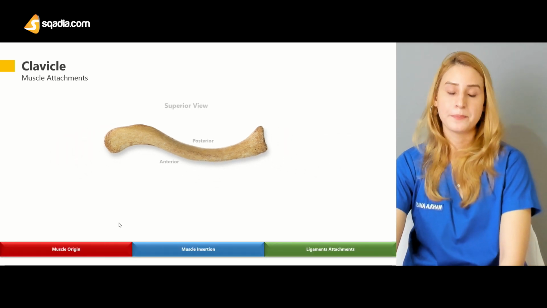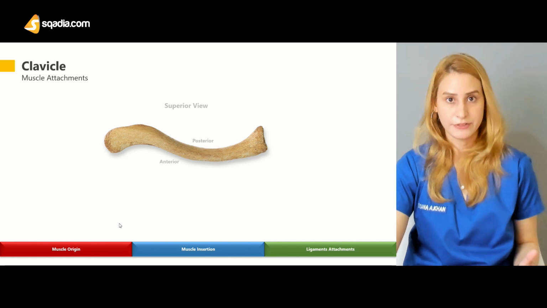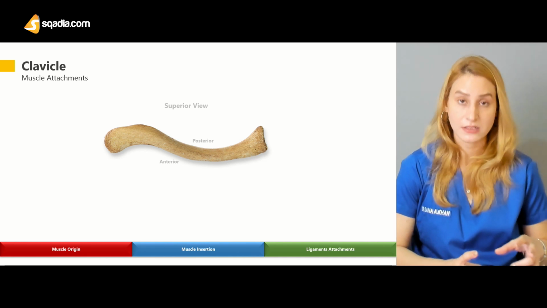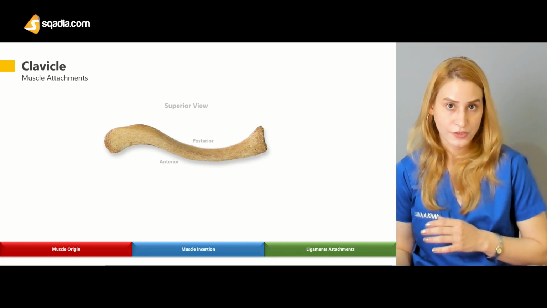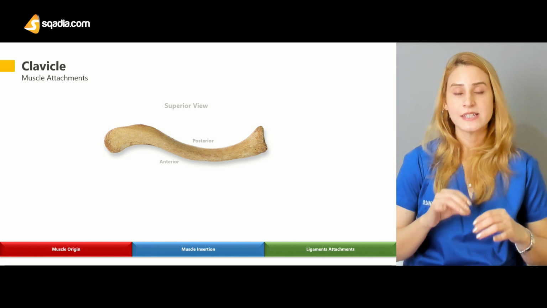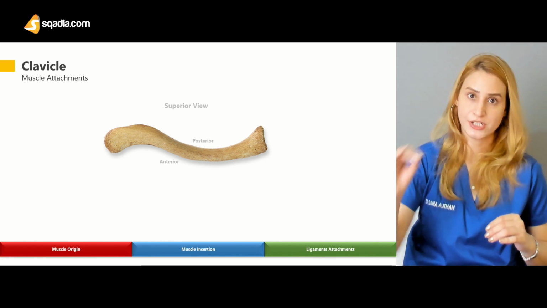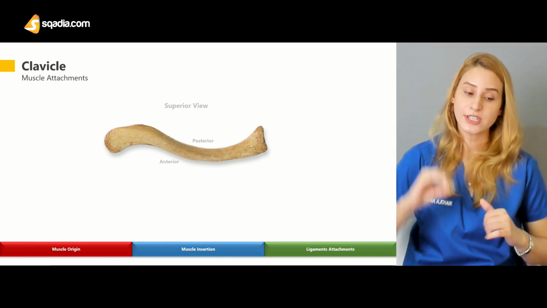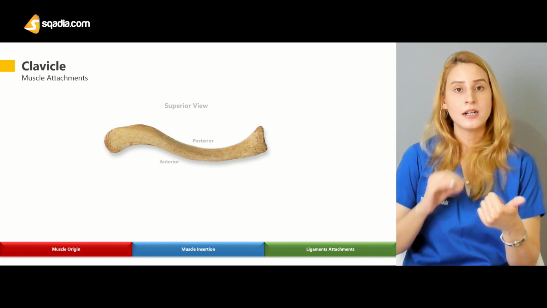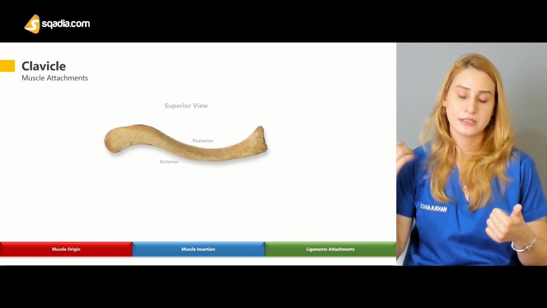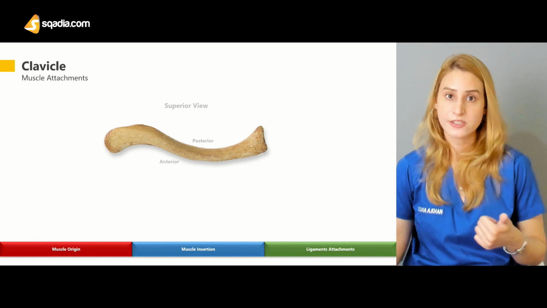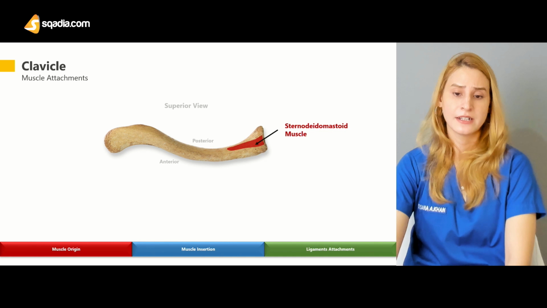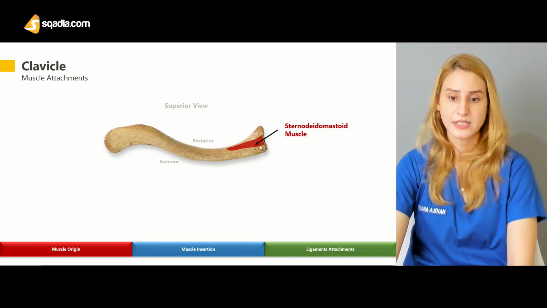Now, when you are talking about the muscular attachments, remember there are two important things. One is the origin of the muscle, and the other is the insertion of the muscle. Origin is where the muscle originates, and the insertion is where the muscle attaches at the distal end. So origin is the proximal part, and insertion is the distal part of the attachment. When you talk about the important muscles, you have the sternocleidomastoid.